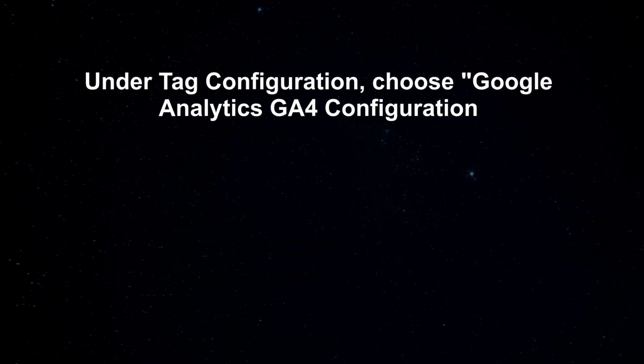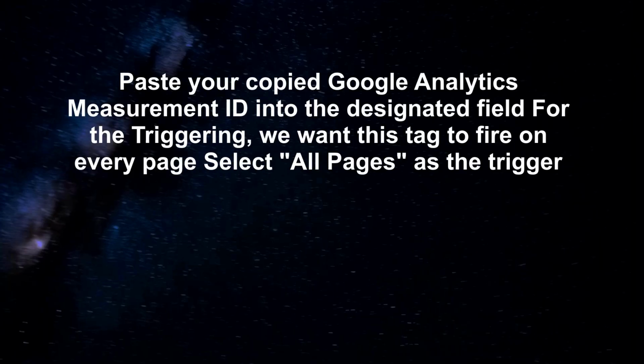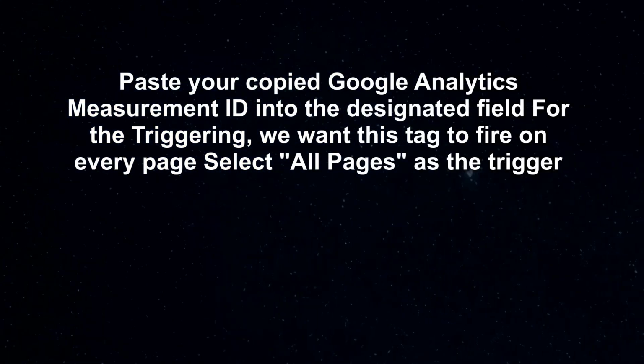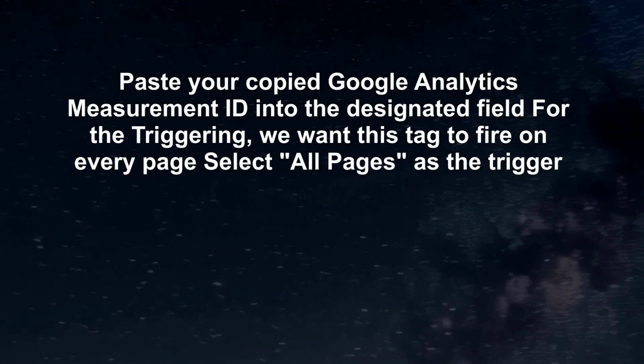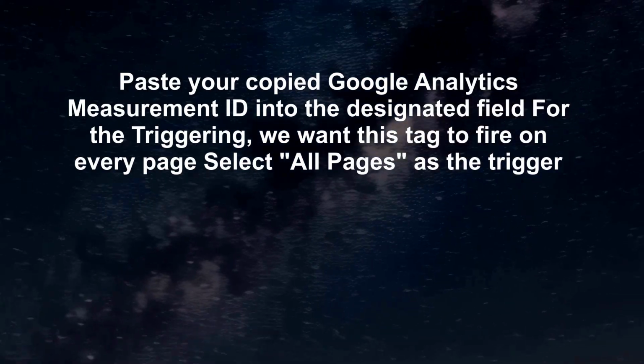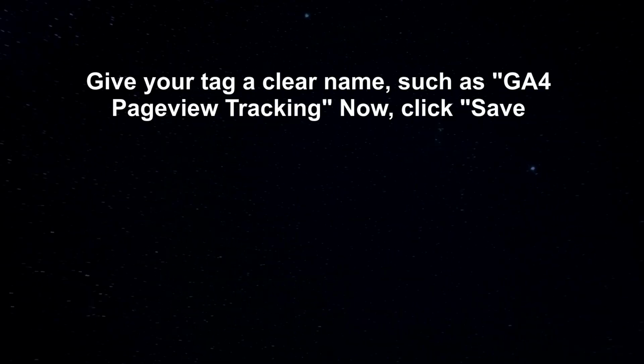Under Tag Configuration, choose Google Analytics GA for configuration. Paste your copied Google Analytics measurement ID into the designated field. For the triggering, we want this tag to fire on every page. Select All Pages as the trigger. Give your tag a clear name, such as GA for page view tracking.